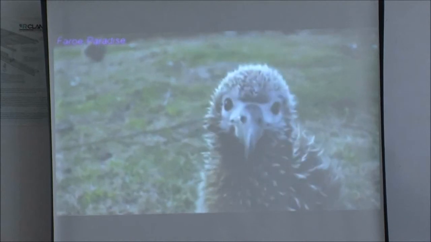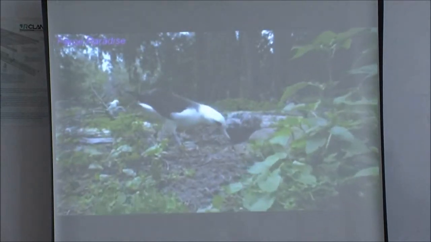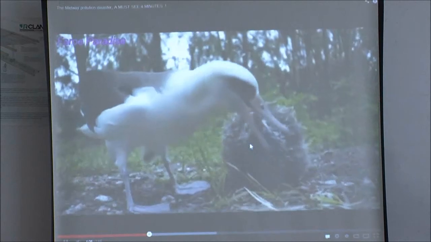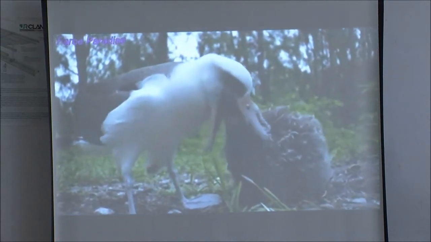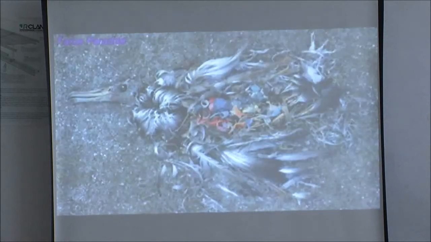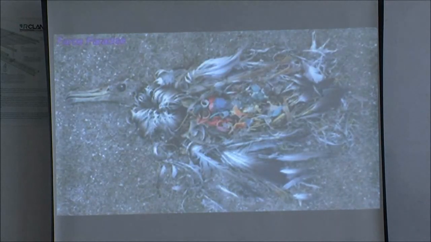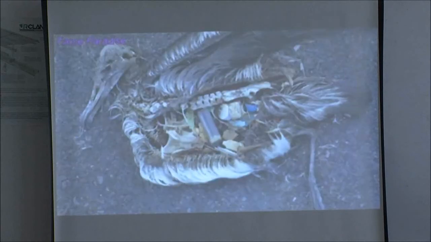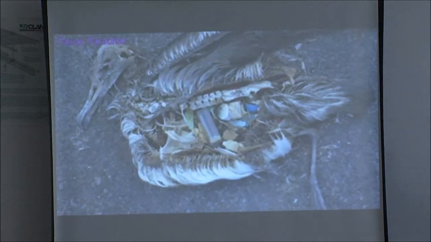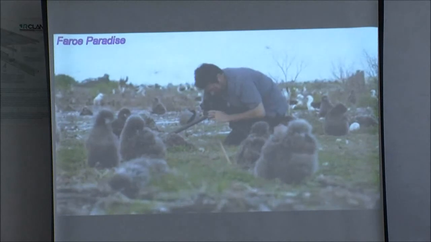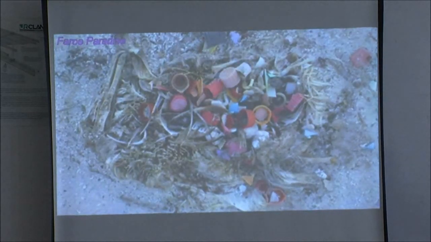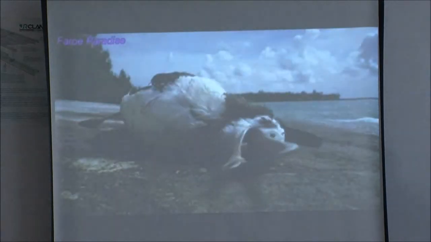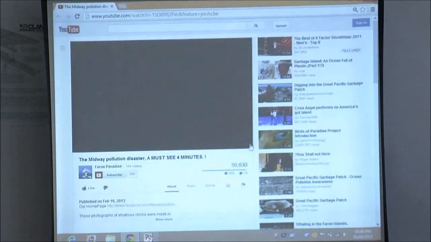I think all of this is meant to show you that it's supposed to be a paradise. Because all of this looks innocuous. But then this isn't. This is dead and cut open by these researchers who have been photographing them. And as you can see, all the innards of these birds are filled with solid waste. Plastics, clays. Okay, Derek, I think that is enough. You can end on this note. All right?